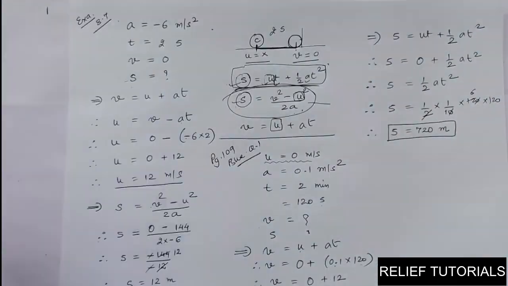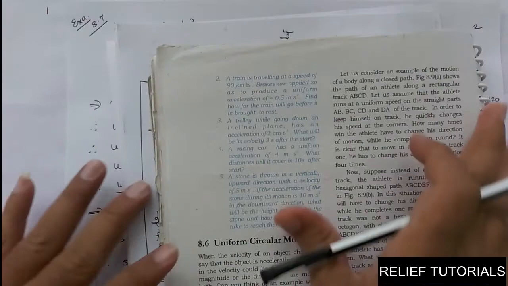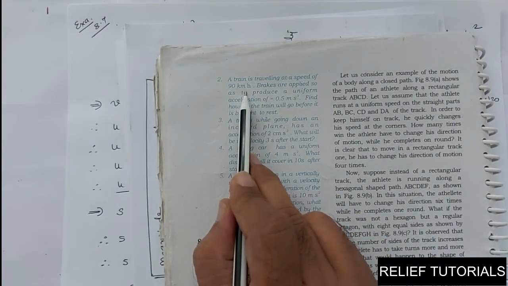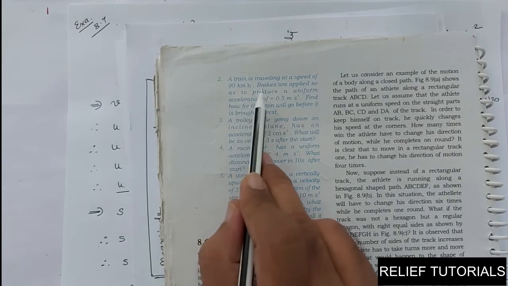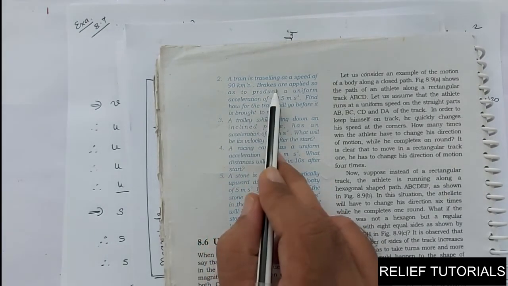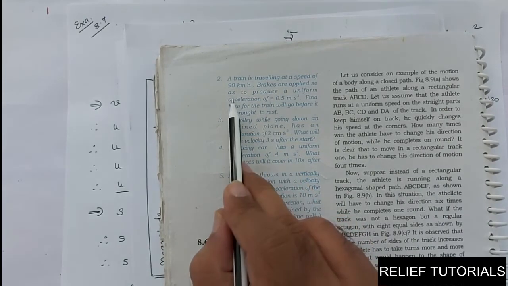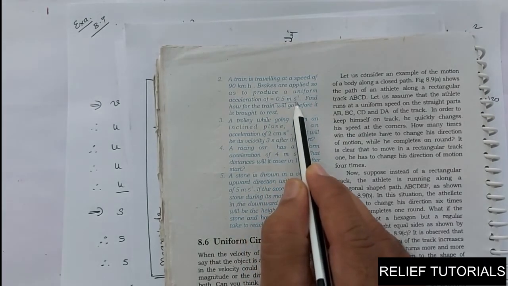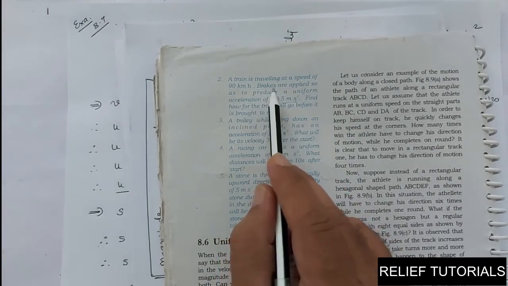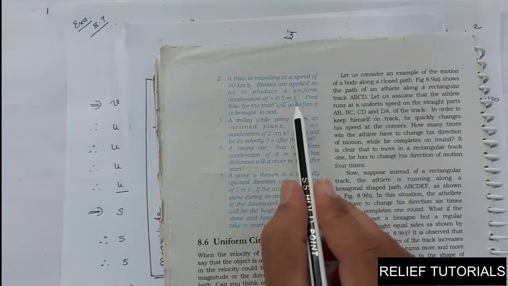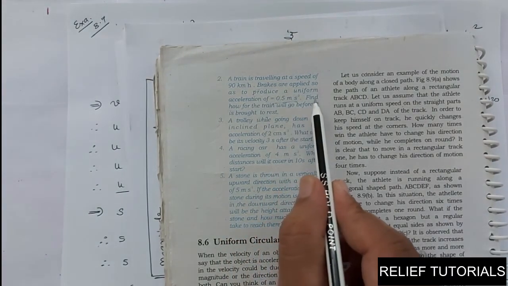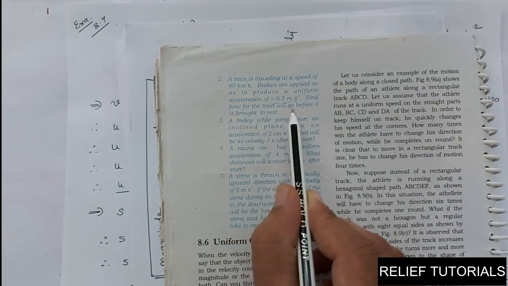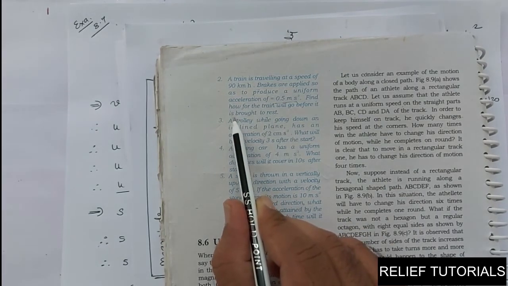Next question number 2. A train is traveling at a speed of 90 km per hour. So initial velocity is 90 km per hour. Brakes are applied so as to produce a uniform acceleration of 0.5 meter per second square. So I think here the brakes are applied, so this acceleration should be minus 0.5 meter per second square. Find how far the train will go before it is brought to rest.